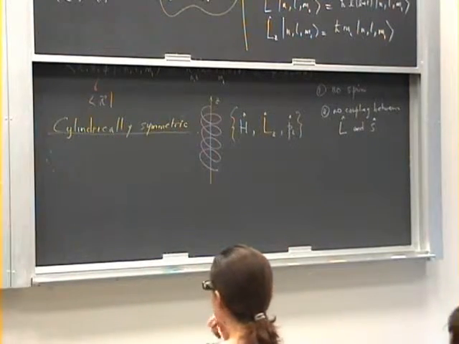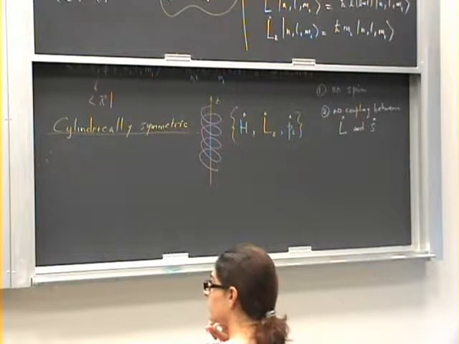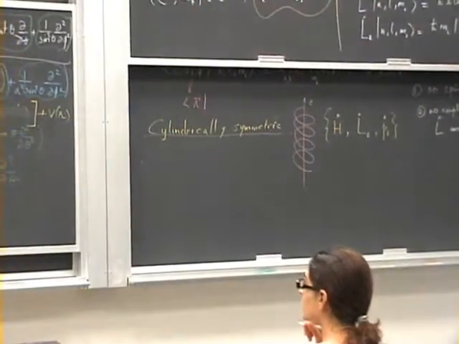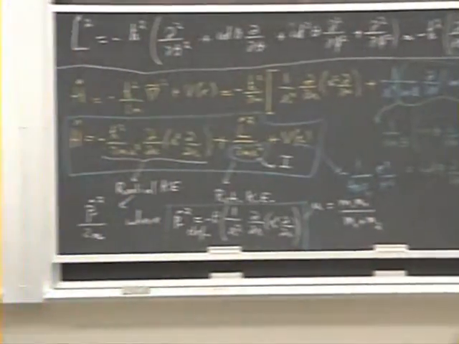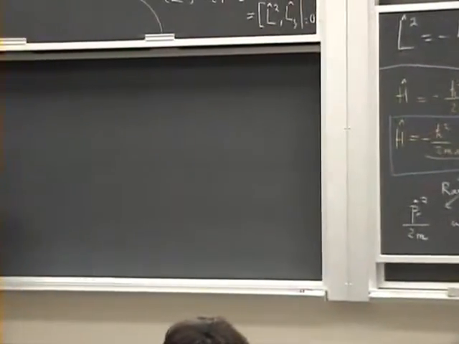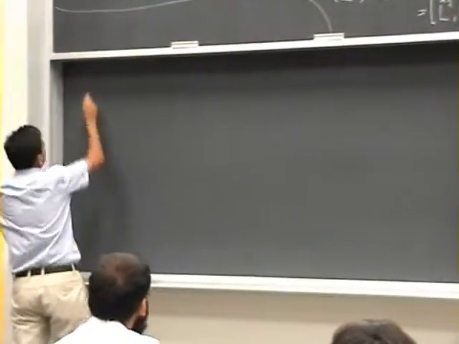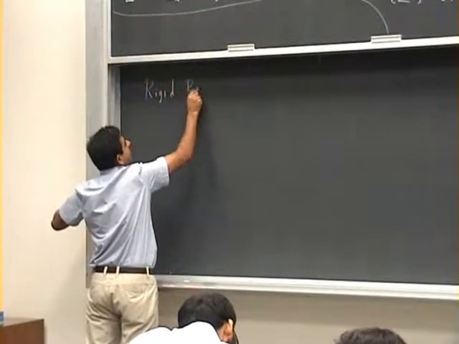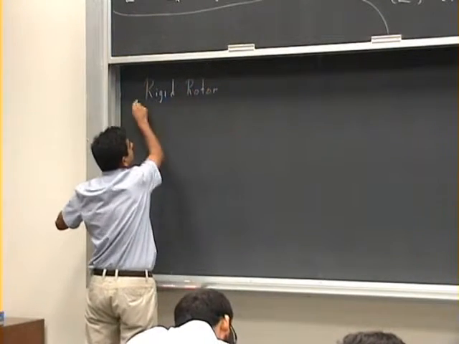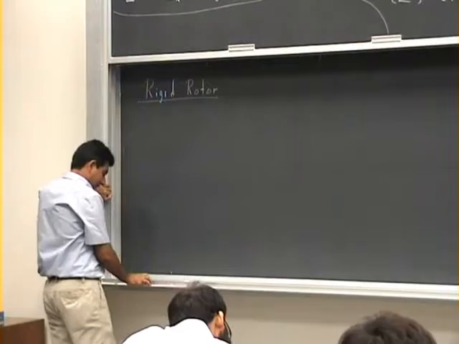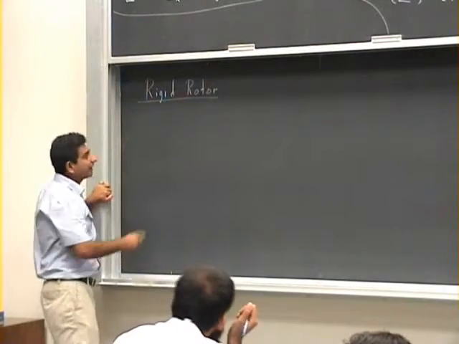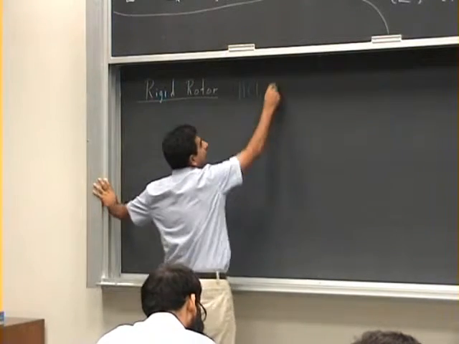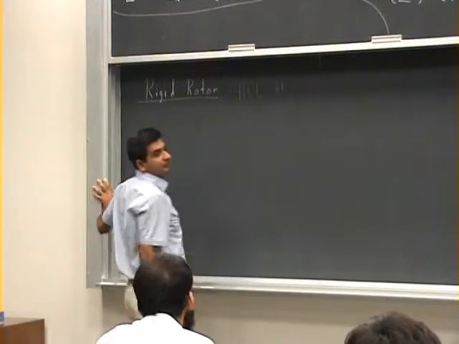Let me give you a more real example. An example that I would give you forms the basis of all kinds of spectroscopy. First I would like to talk about the rigid rotor. The rigid rotor. Suppose I have a diatomic molecule, say hydrochloric acid or hydrogen H2.